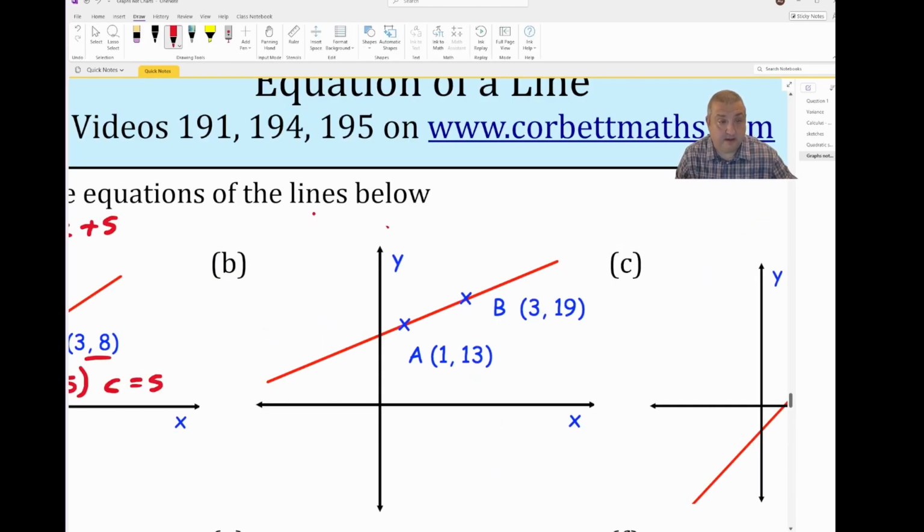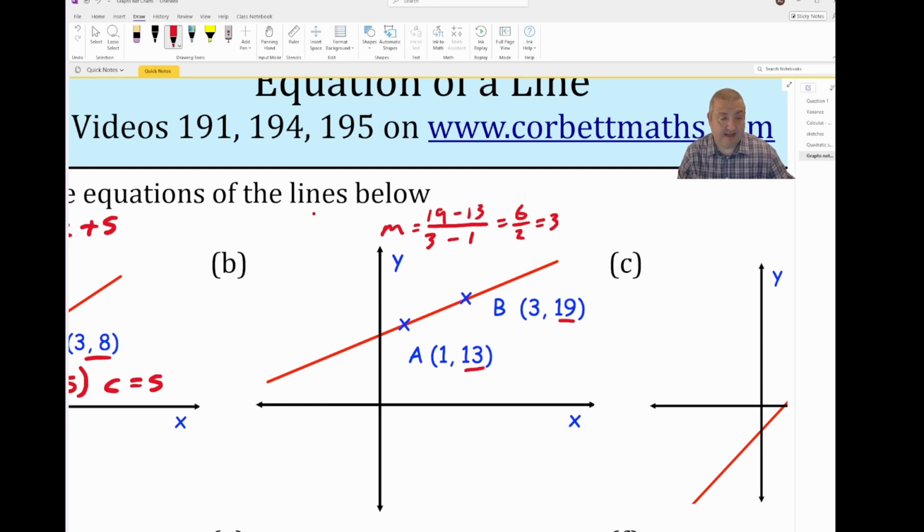First thing, calculate the gradient. m equals change in y. Here's our values of y: 19 take away 13, divided by our change in x, and that's going to be 3 take away 1. 19 take away 13 is 6, divided by 3 take away 1, which is 2. Cancel that down, we're left with 3. We have a gradient of 3.